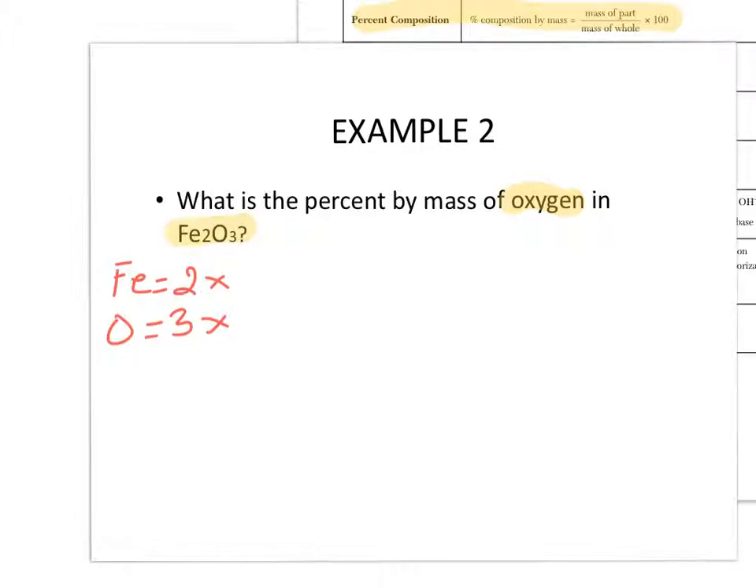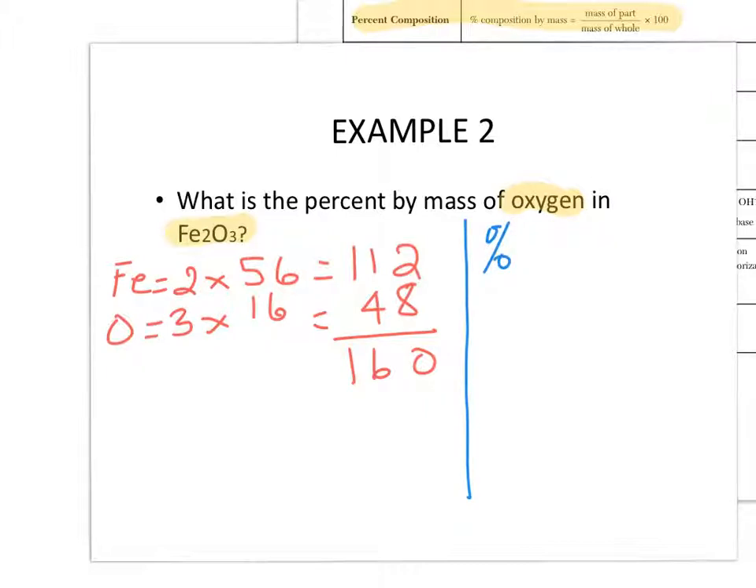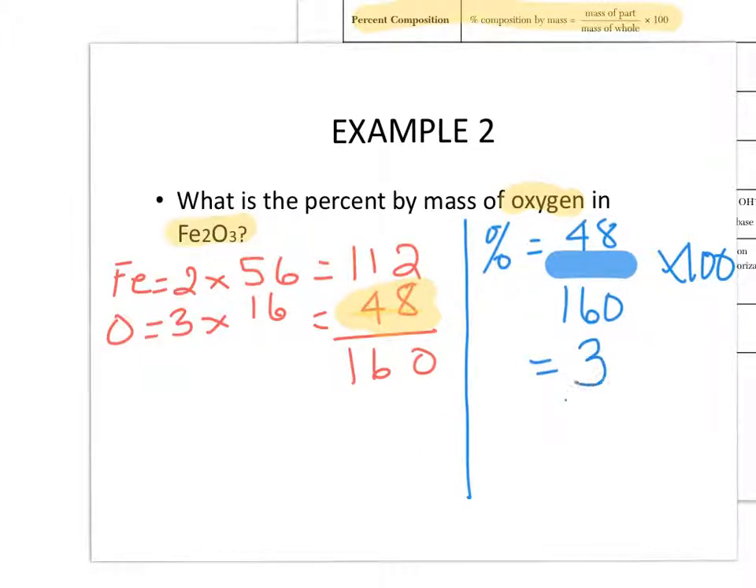So the atomic mass of iron is 56, and the atomic mass of oxygen is 16. So that makes it 112 for iron and 48 for oxygen. That gives us 160. So now let's figure out the percent composition. We know that oxygen is 48. Remember, we are getting the entire mass of oxygen. And we know that the mass of the whole is 160, times 100. So that will give us 30%.